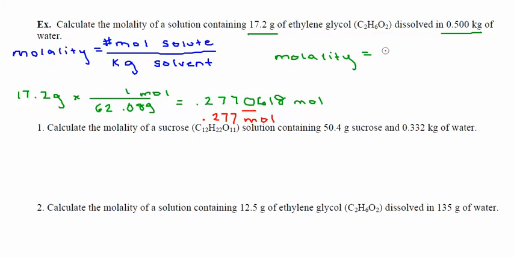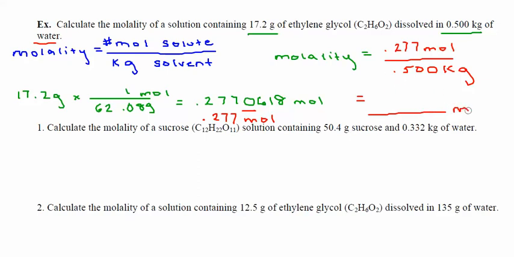Now I'm going to plug this in up here, so 0.277 moles, and I'm going to divide that by my number of kilograms, which is 0.500 kilograms, because it's kilograms of solvent, which is my water. And now you just have to solve it. So I want you to solve this. The unit for molality is a little m, and that stands for molal. So instead of molar, molal.